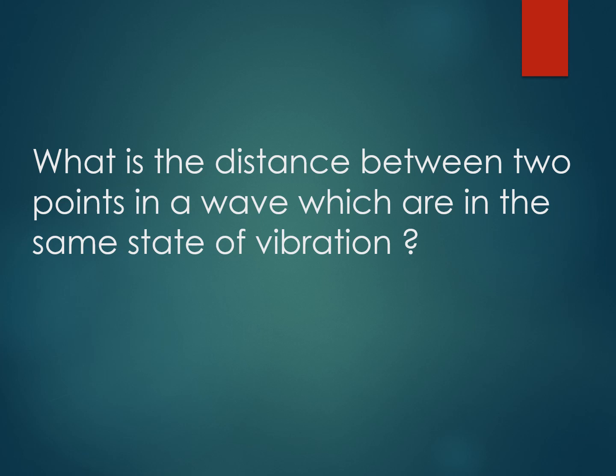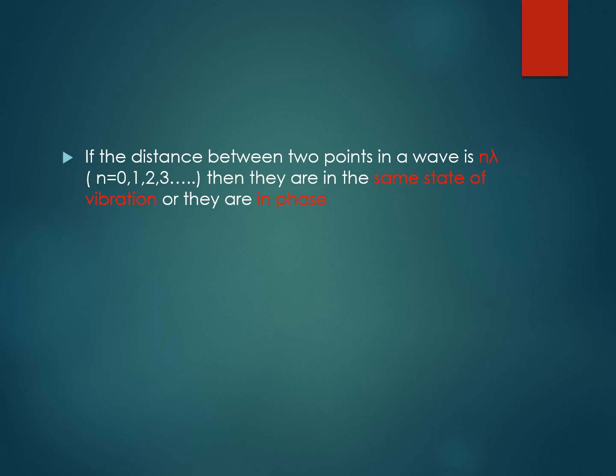Here they have asked the distance between any two points in a wave which are in the same state of vibration. The answer is n lambda. That is, if the distance between two points in a wave is n lambda, then they are in the same state of vibration, or we say that they are in phase. Now, what is the value of n? The value of n ranges from 0, 1, 2, 3, etc. Here, a point is in the same state of vibration as itself, so n equal to 0 is also there.